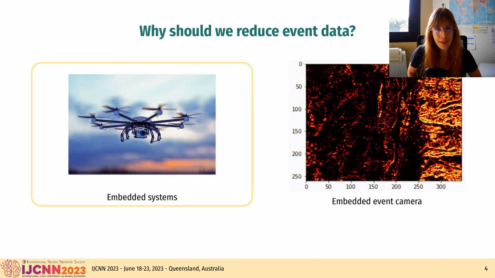I just told you that event-based data is quite sparse, so why should we want to reduce it? Because this is actually what we are going to do in this work. We are going to try to see how we can reduce event data. An embedded event camera will record events that are produced by the event in the visual scene, but also by the ego motion of the UAV on which it is embedded, thus producing a lot of events, sometimes too much to be handled in real time, which is what is required for an embedded system.